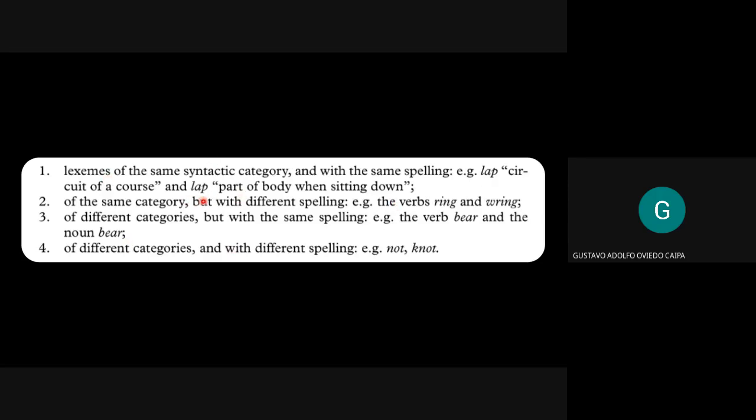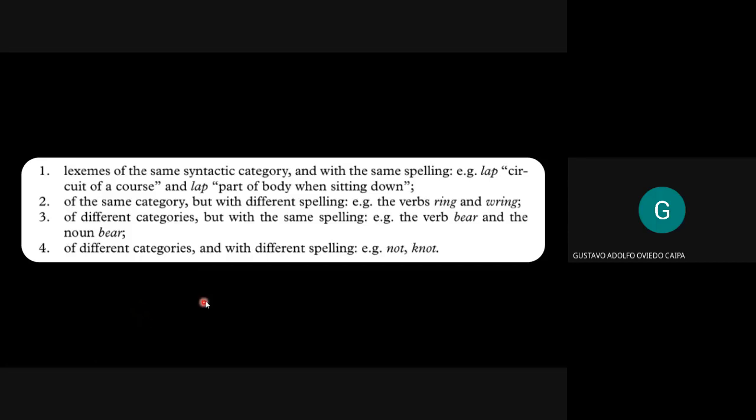Or when you sit down, your legs become your lap. That's where the name laptop comes from, because you're supposed to put your laptop on your lap. So this will be one type of homonym. The other one will be when they belong to the same category, but they have different spellings. And they basically sound the same. For example, ring and ring, they sound exactly the same, but they belong to different categories and they have obviously very different meanings.